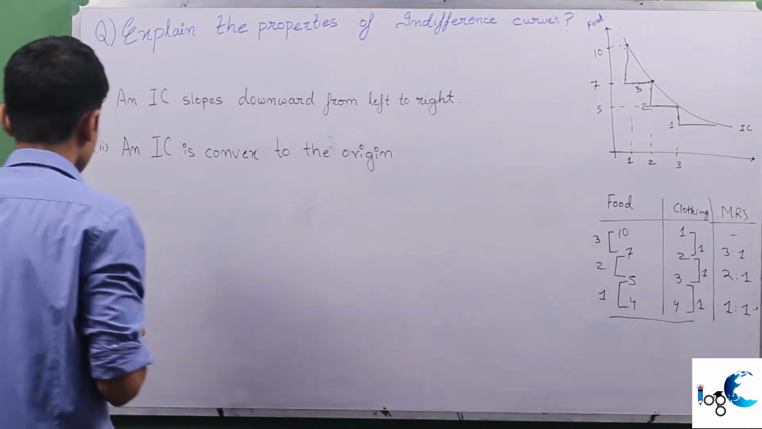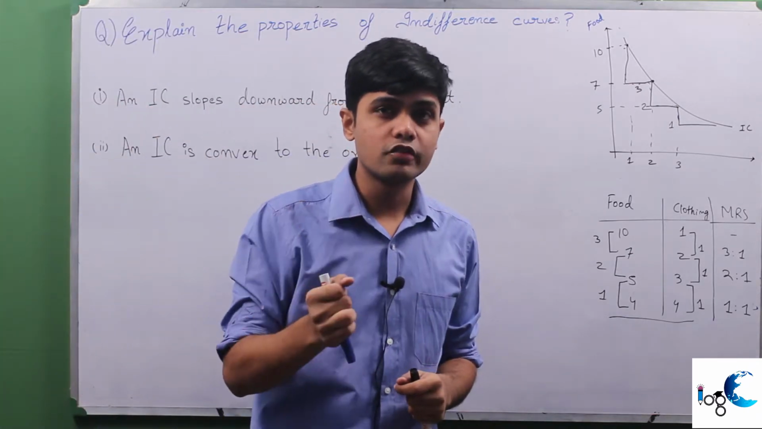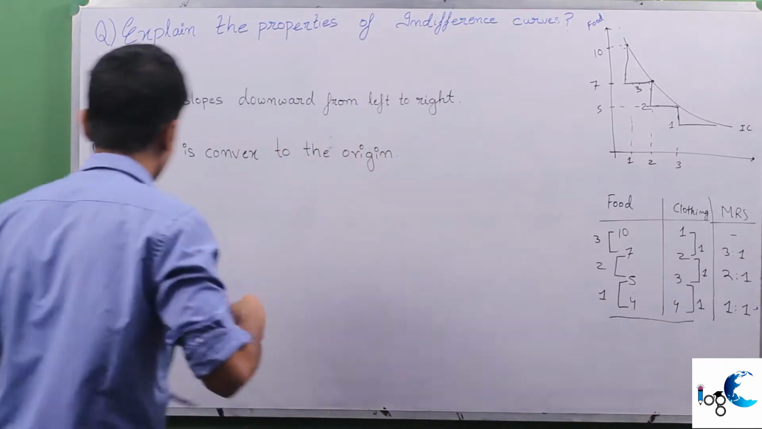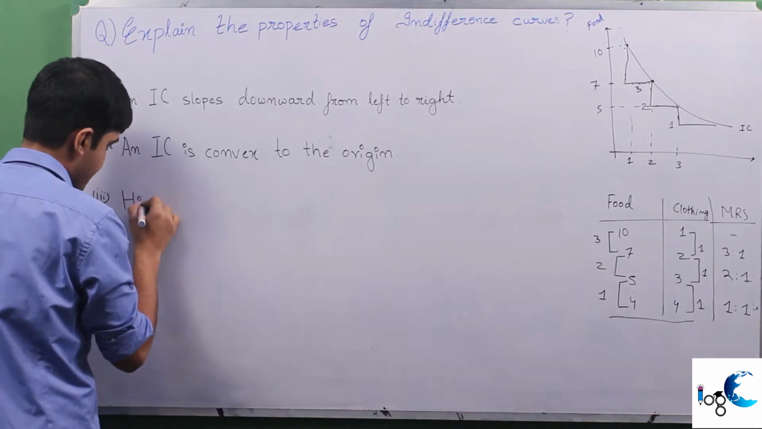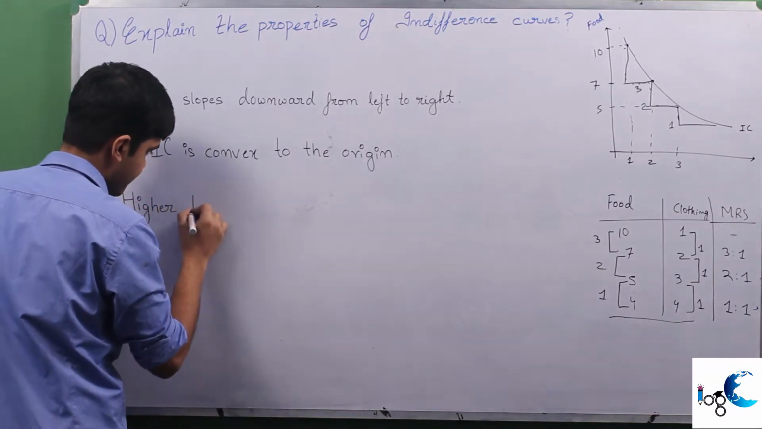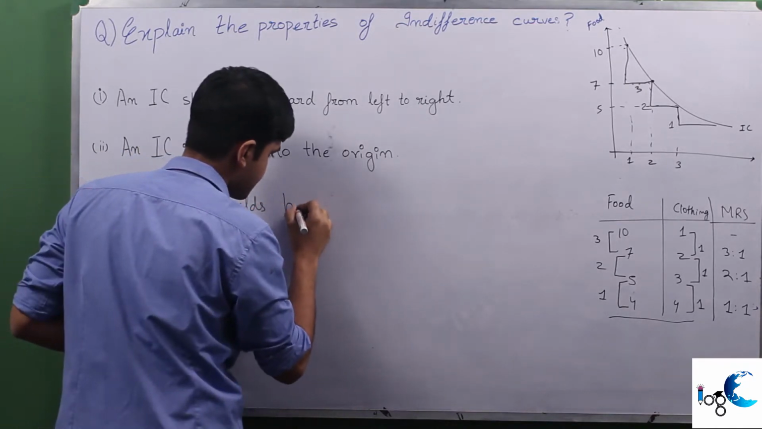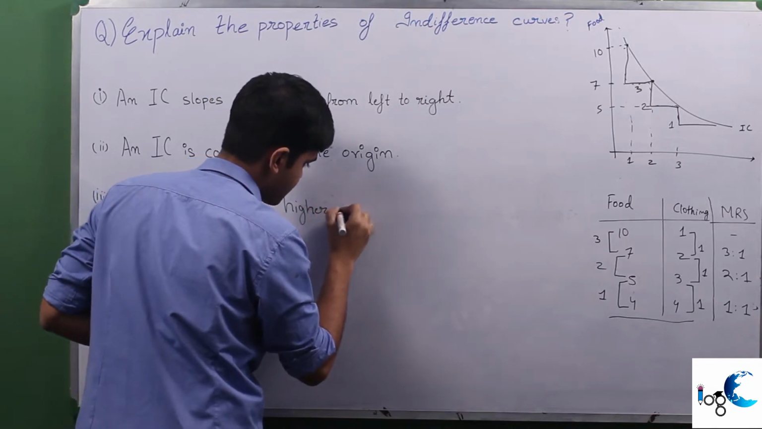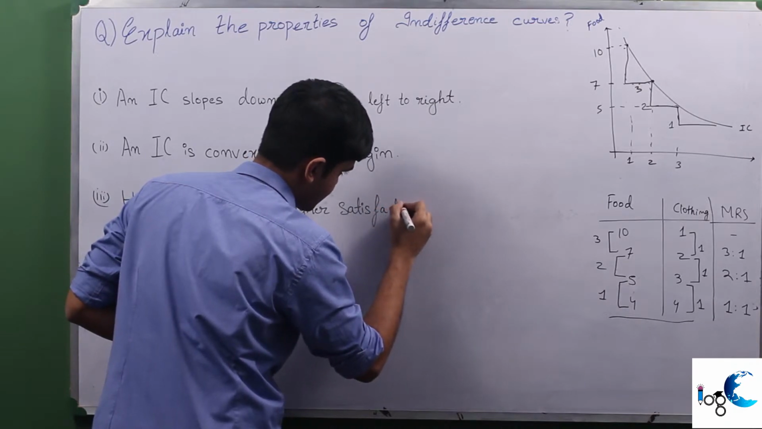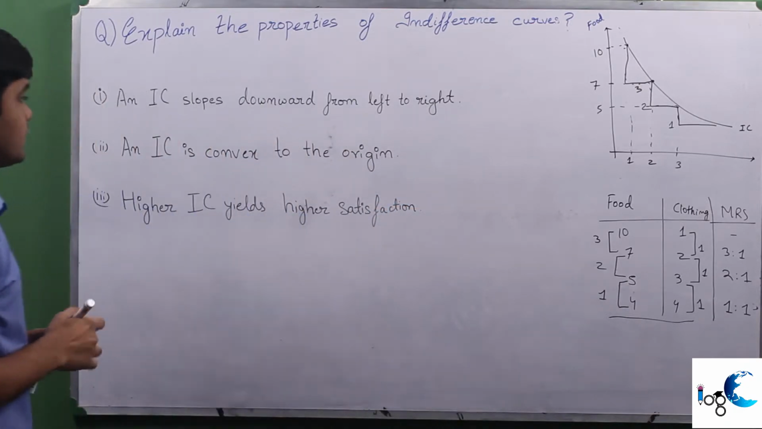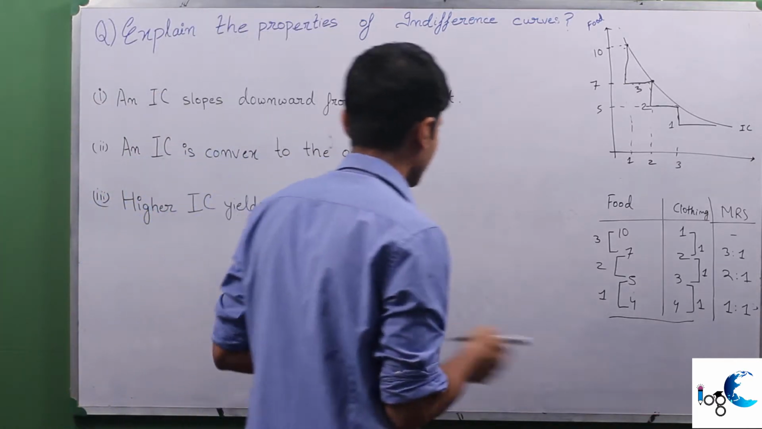Okay. Fine. Third property. Now see, third property is very important because a lot of questions can be asked from this property, by using this property actually. Number third. Now, this property is very important. Higher indifference curve yields higher satisfaction. Let me clarify you.